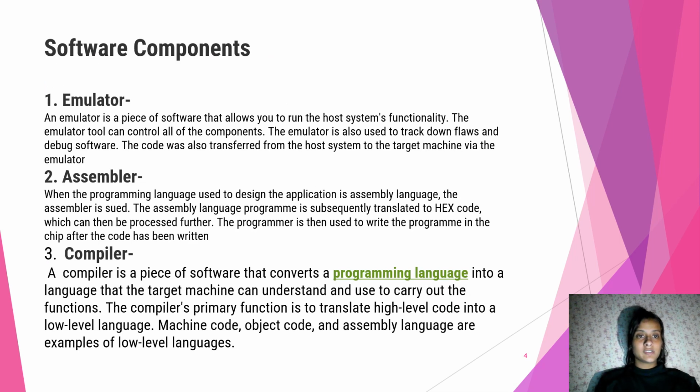Now moving on to the second part of the embedded system. The first was hardware. Now beginning with the software components. Software components consist of three things: emulator, assembler, and compiler.